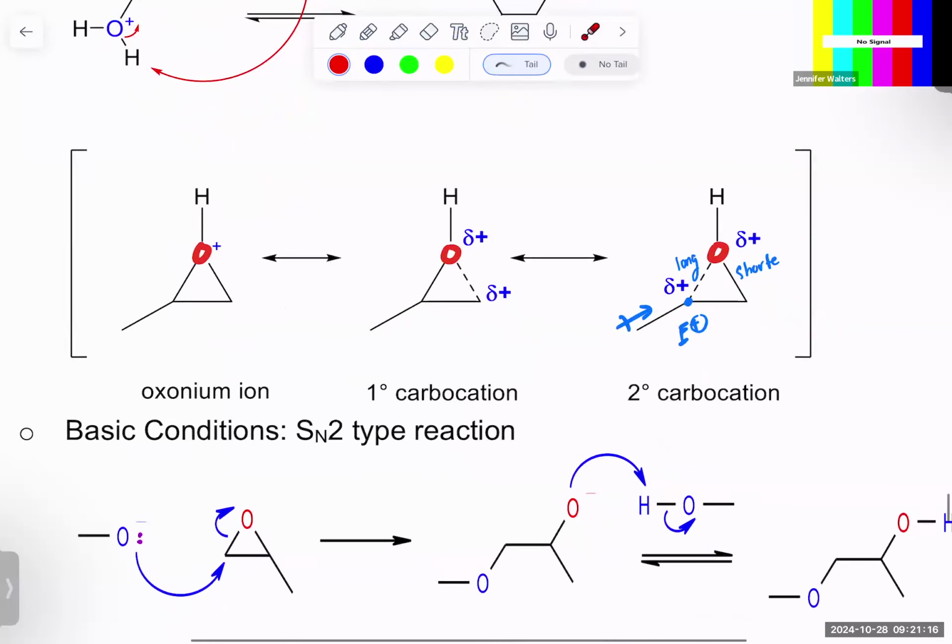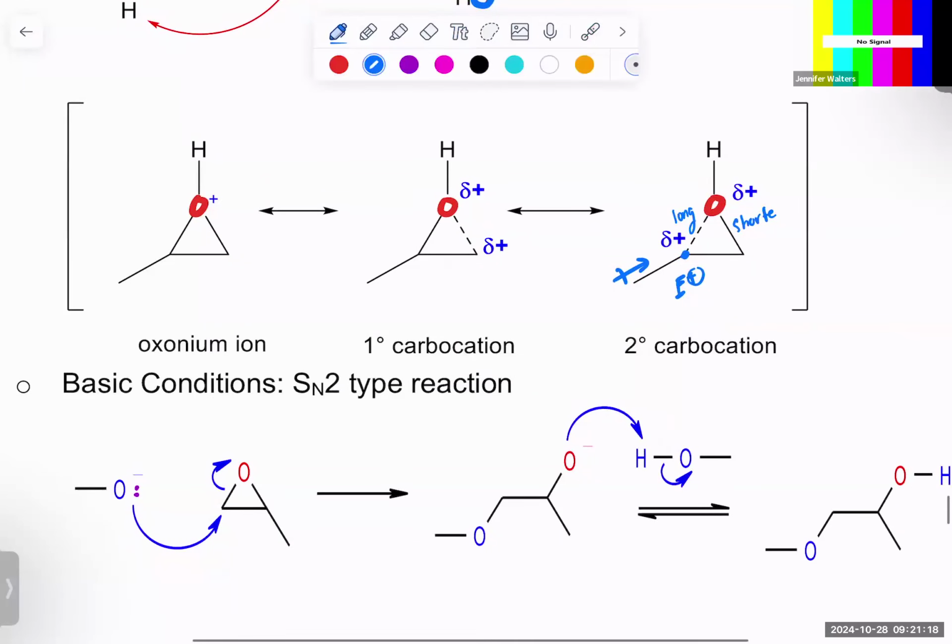All right. When we're doing an SN2 reaction, we're going to be in basic conditions. So we're going to have the strong nucleophile, that O-. Then we're going to do SN2. And really, we don't even have to call it SN2 type. It actually truly just is SN2. It looks a little weird because it's an epoxide, but the nucleophile attacks, and it pops open the ring.